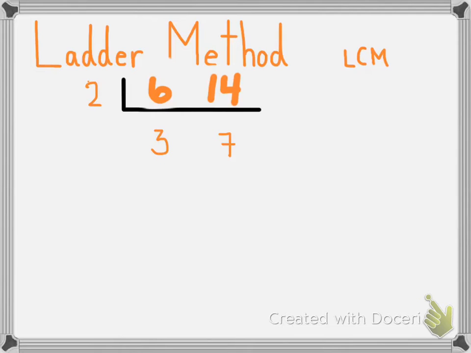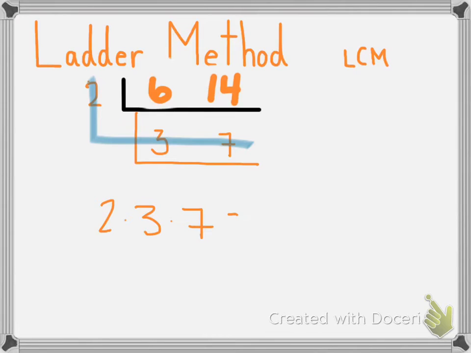So now these two numbers, I can't take anything out of them. They're both divided all the way down. So my least common multiple, I'm going to take all of these numbers and multiply them together. So 2 times 3 times 7. 2 times 3 is 6, times 7 is 42. So the least common multiple of 6 and 14 is 42.